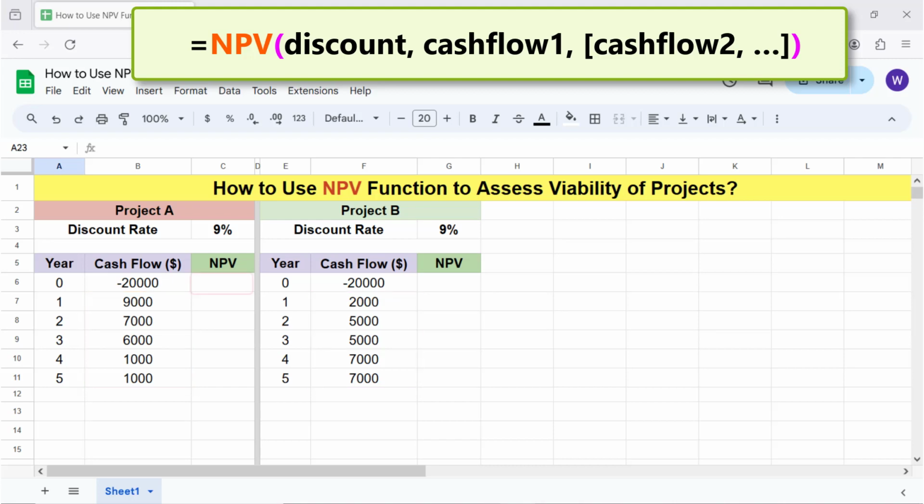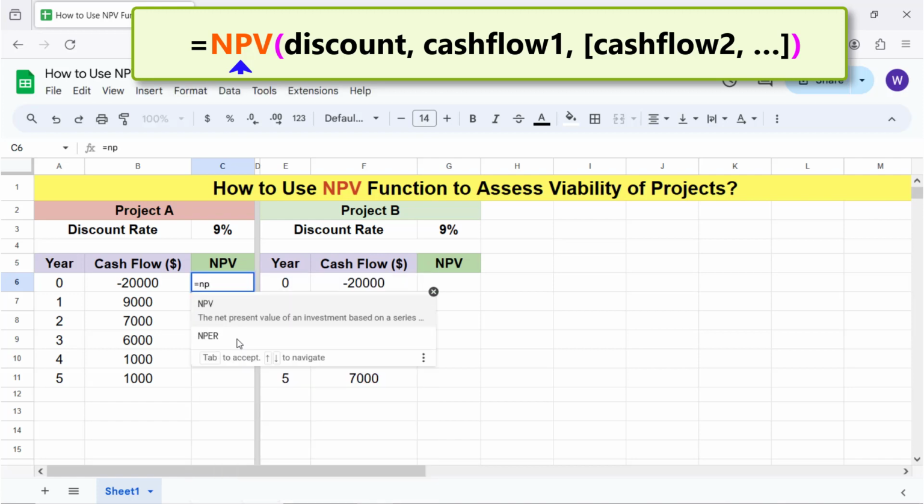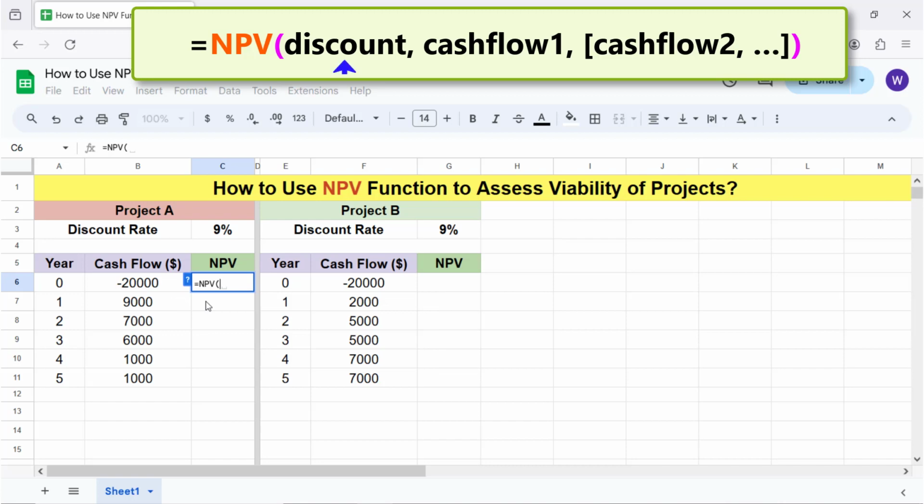Alright, we are all set to type the NPV function formula to calculate the NPV of Project A. First, type the equal to symbol, N, P, and select NPV. For discount rate, click this cell, and type comma. For cash flow 1, select this range. Type the closing parenthesis. Subtract the initial project investment.